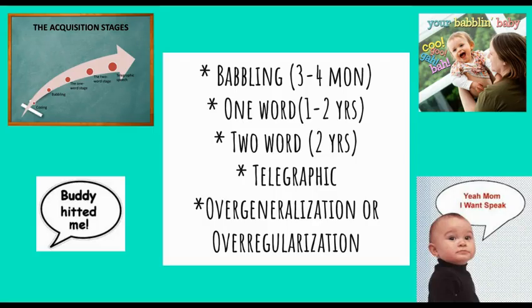So we can see in the top left corner the progression that happens, more of a slope progression rather than a stage or a step-stool progression. We go from the cooing and babbling to the one word to the two word, and that telegraphic speech happens kind of together in that line.